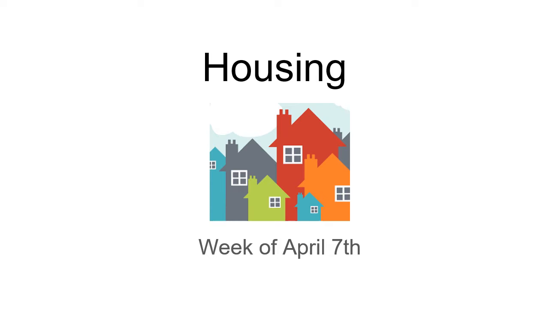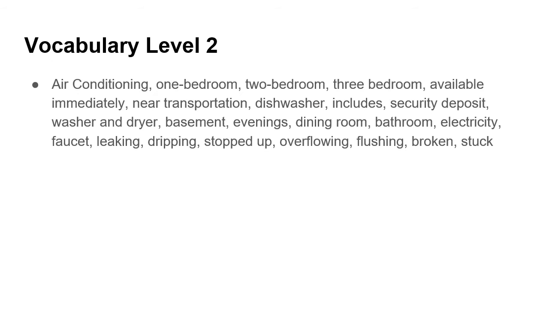Anyways, let's get started. Like I mentioned, we are learning about housing. So here is the vocabulary for levels 2, 3, and 4 associated with the book that you are assigned. So blue book, level 2, green book, level 3, purple book, level 4. And I'll give you a few seconds to look these over.